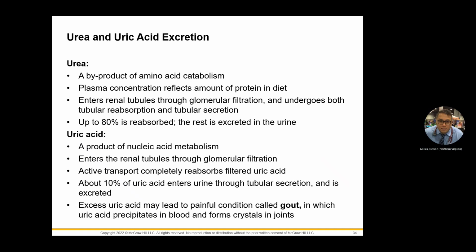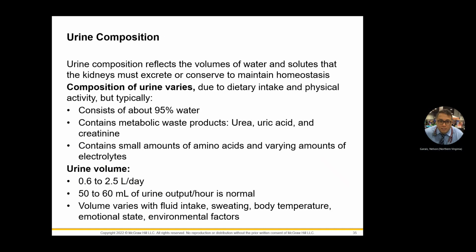So you can see now uric acid and urea, major excretion products of what's in urine. Now, what's in urine? What does urine look like? Well, urine should be mostly what? Water.